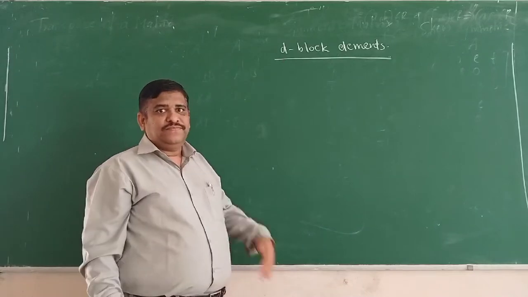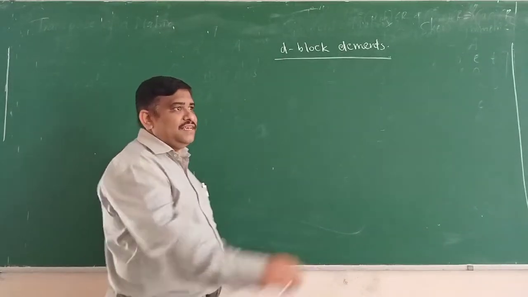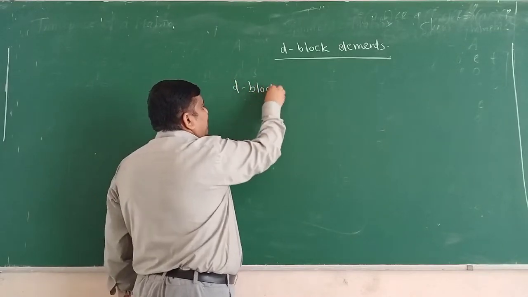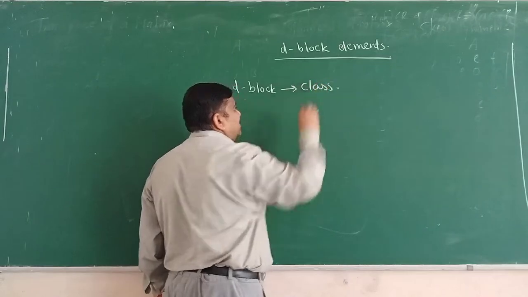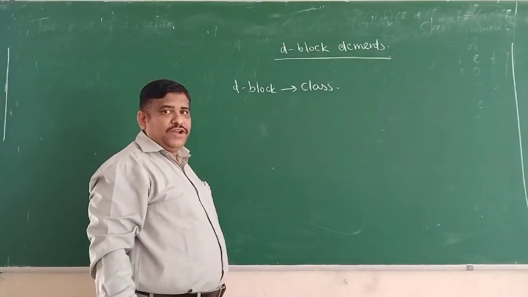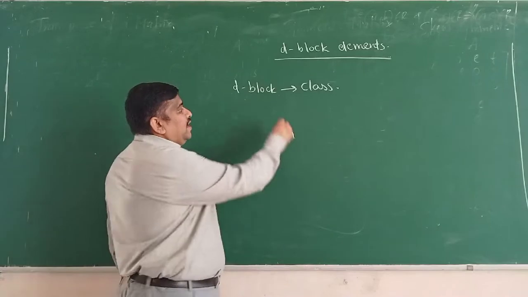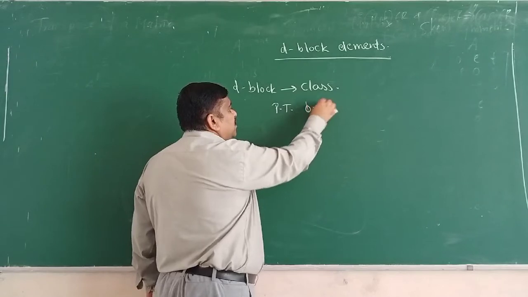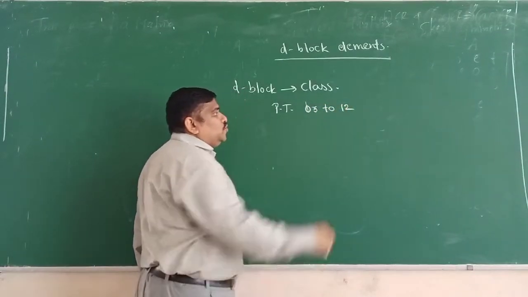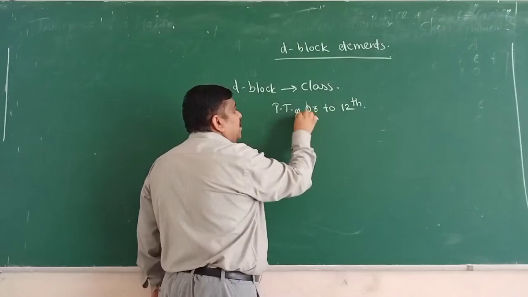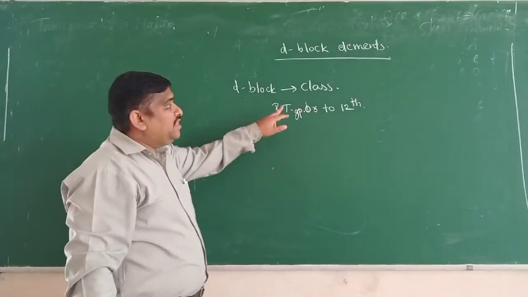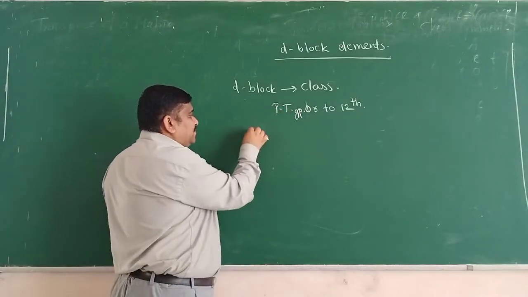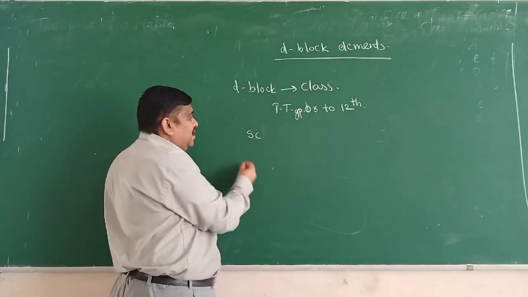The next part of the d block elements we are going to discuss is how the d block elements are classified. So, classification of the d block elements in the periodic table. We know that in the periodic table, groups 3 to 12 belong to the d block elements. In the 3rd group, scandium is the first element.